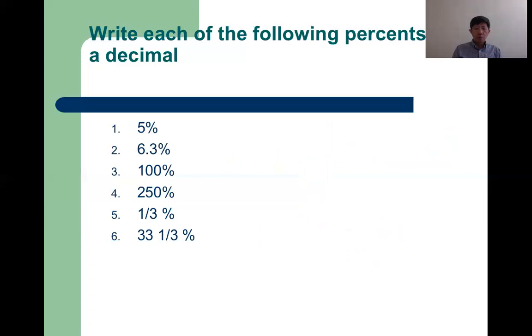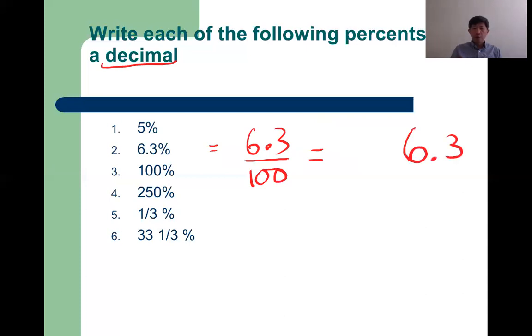6.3%. So 6.3%, change this into over 100. Is that right? Because we want to have a decimal, we're not finished yet. We can count the decimal point. We write 6.3 to get started, like this.